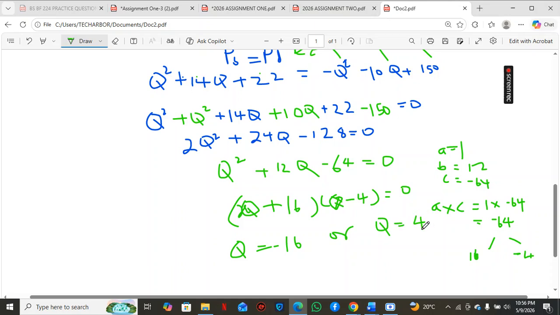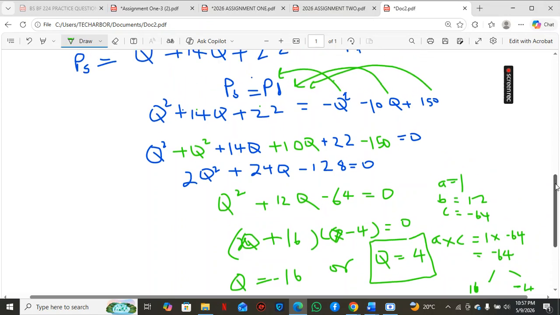Okay. So with these supply and demand functions, a negative quantity is to be ignored. You can't have a quantity of negative 16 units. So our value of q equals 4. That's the equilibrium quantity.